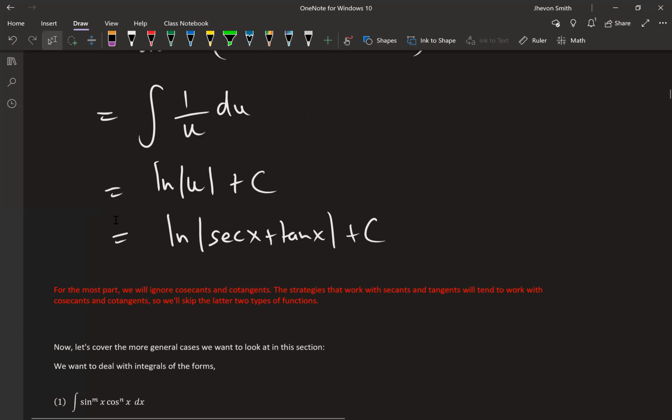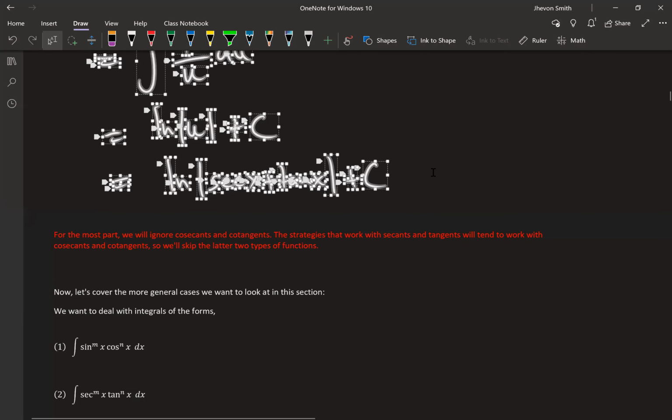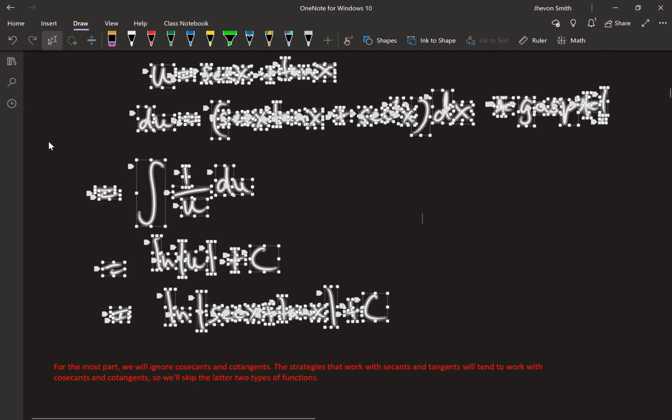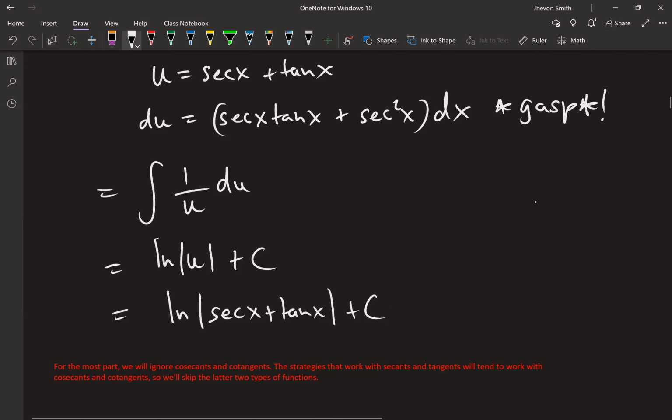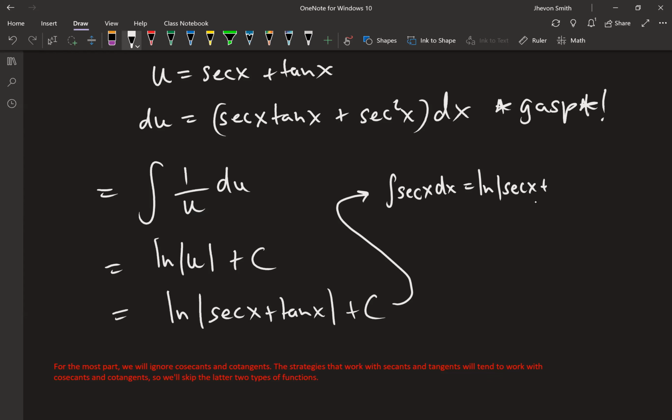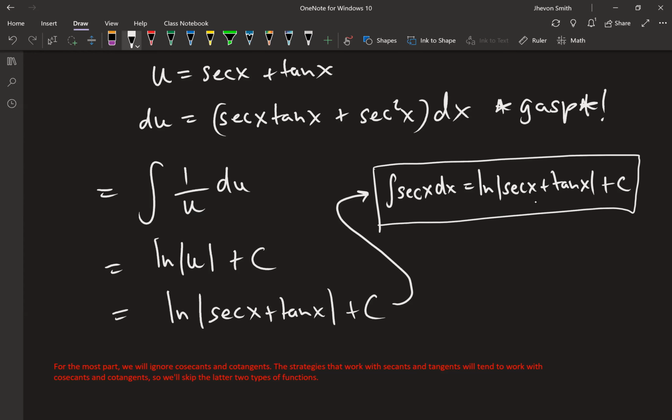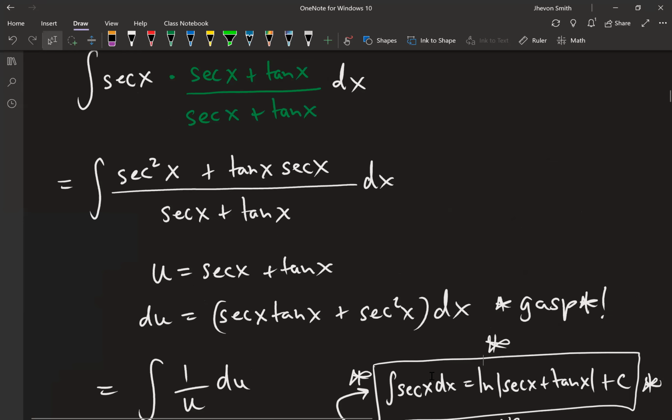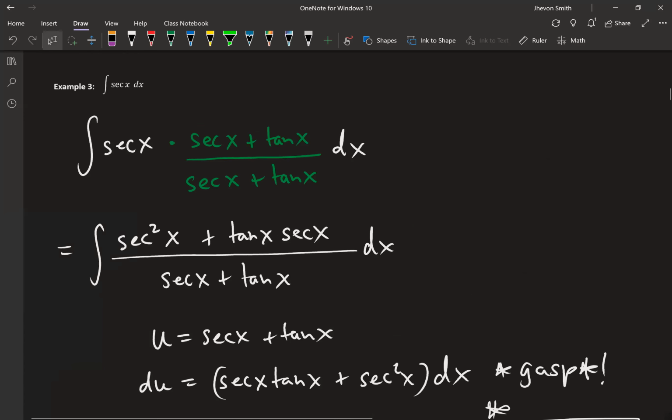In fact, this is now something that I would want you to know as a basic rule. The integral of secant is ln of secant x plus tangent x. And I'm pretty sure that's in the table as well that we looked at yesterday. It's one of those basic rules, something that we know now. Right? Who saw that?